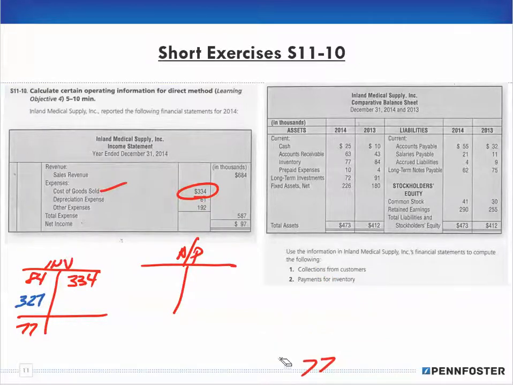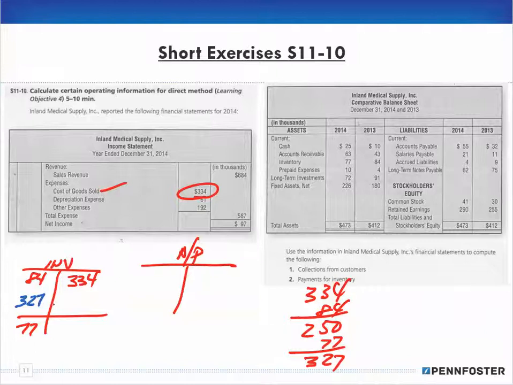Right? So let me just quickly go over that again without knowing the 327. If I have a credit of 334 and I have a debit of 84, I subtract one from the other, and that gives me 250. But then I need to get to 77, so I have to add back in the 77. So I know that that additional debit is 327, right? So I have 327 as affecting my inventory.